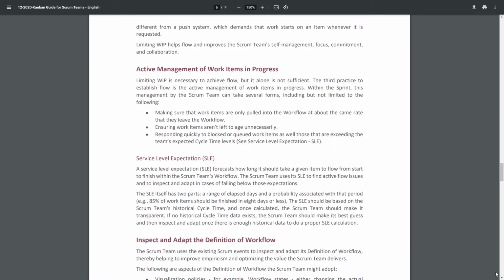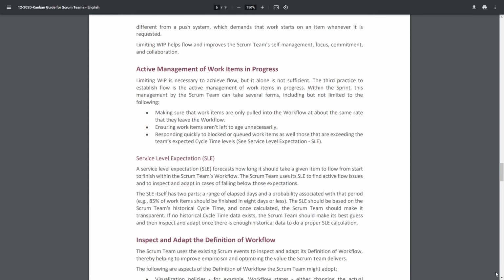Active management of work items in progress. Limiting WIP is necessary to achieve flow, but it alone is not sufficient. The third practice to establish flow is the active management of work items in progress. Within the sprint, this management by the Scrum team can take several forms, including but not limited to the following. Making sure that work items are only pulled into the workflow at about the same rate that they leave the workflow. Ensuring work items aren't left to age unnecessarily.